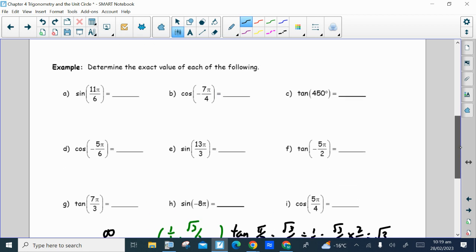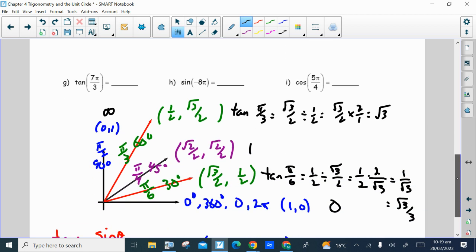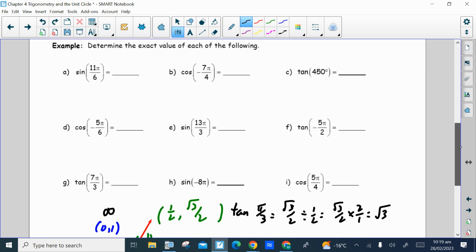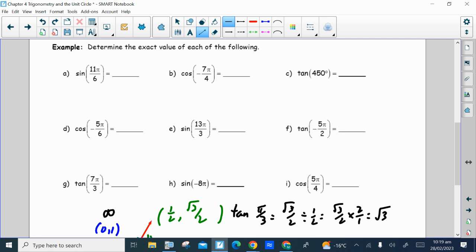So again, we can use these when you're asked to determine the exact value of the sine, cos, or tangent of an angle that can be found on the unit circle. Now we only have the first quadrant of the unit circle here, but that doesn't matter. So to do these, we're going to use something known as reference angles. If you want to find the sine of 11 pi on 6, the first thing you'd want to find out is where is that on the unit circle. That's where we're going to start.